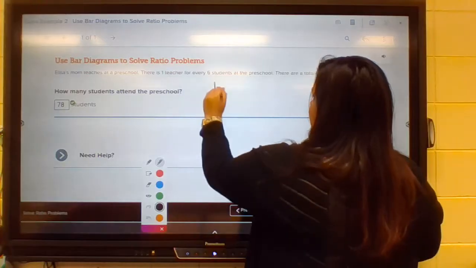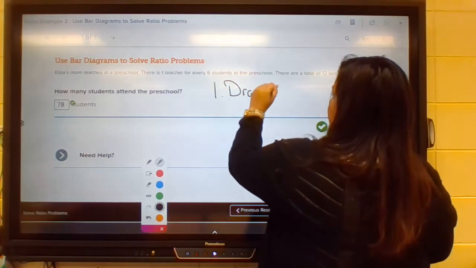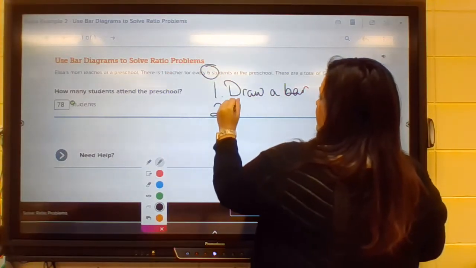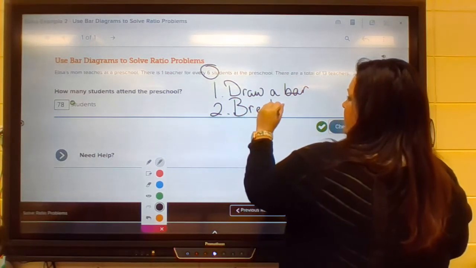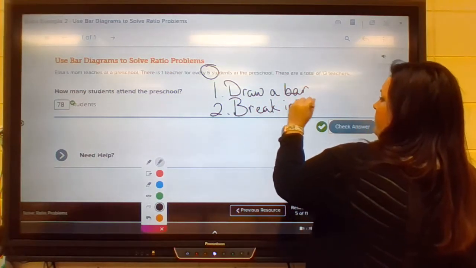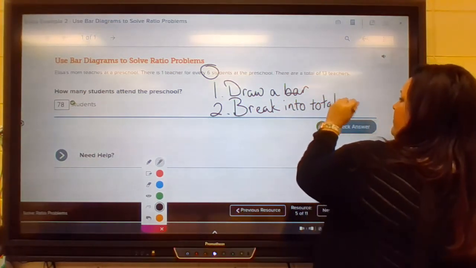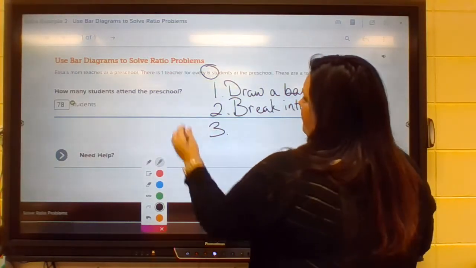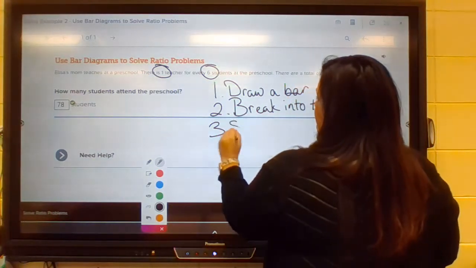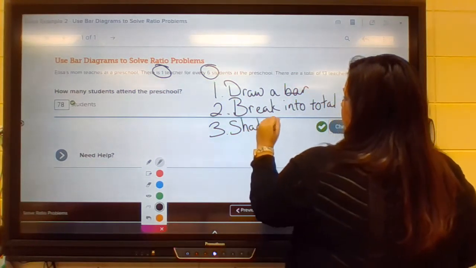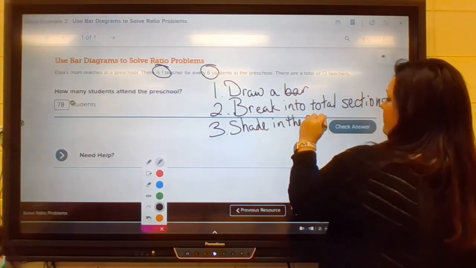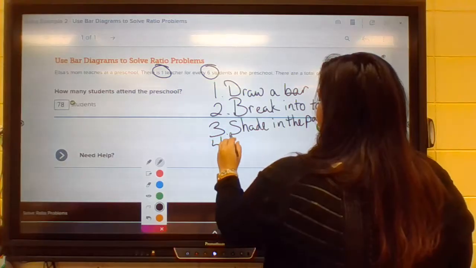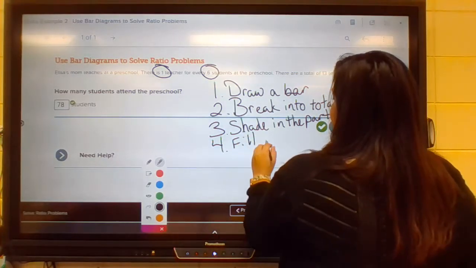Talk about our steps. Step 1, draw a bar. Step 2, break it into total sections. Step 3, shade in which is that 1, okay? Fill in what we know is our next step.